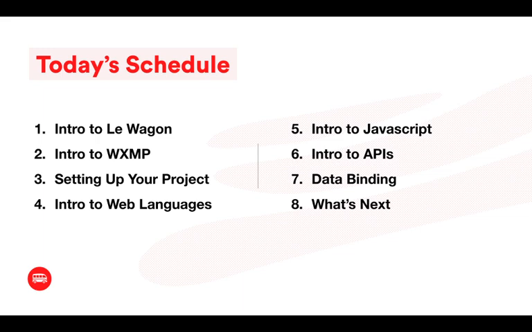All right, so going on to today's schedule, the first thing that we're going to be talking about is a little bit of introduction to Wagon and who we are as we are organizing this workshop tonight. The second thing is we're going to do a quick introduction to WeChat mini programs. That's WXMP, Weixin mini programs. The third thing we'll do is we'll set up your project. So I see a lot of you have already set up your project and set up your dev tools. So we're going to be helping you along that process and importing a template which we have already created for you. Number four, we're going to be introducing some web languages.